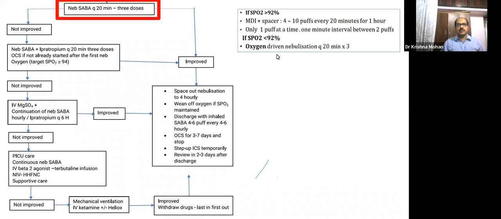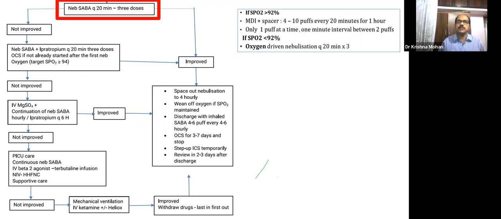Okay. So, salbutamol in a hospital, how will you give? That is a very, very important point. Even in a hospital setup, if the child is not sick, if the patient is able to use an MDI with spacer, it is always better that you advise him to use an MDI with spacer. So if the SpO2 is more than 92%, you can advise the patient to use an MDI with spacer, 6 puffs every 20 minutes or 1 hour.